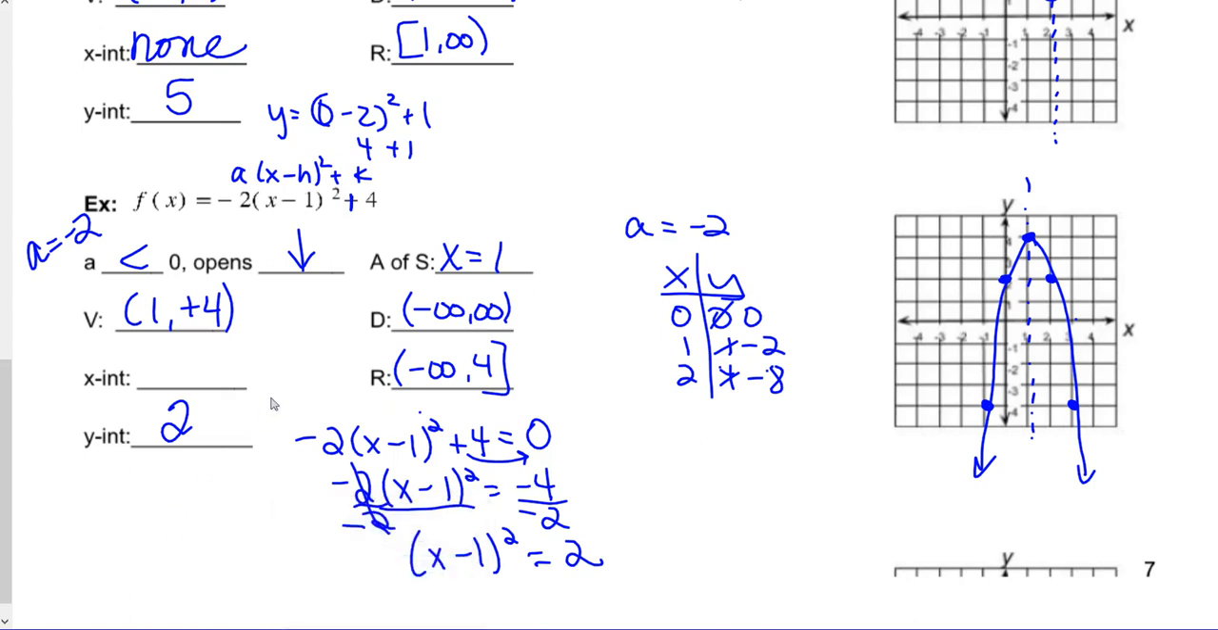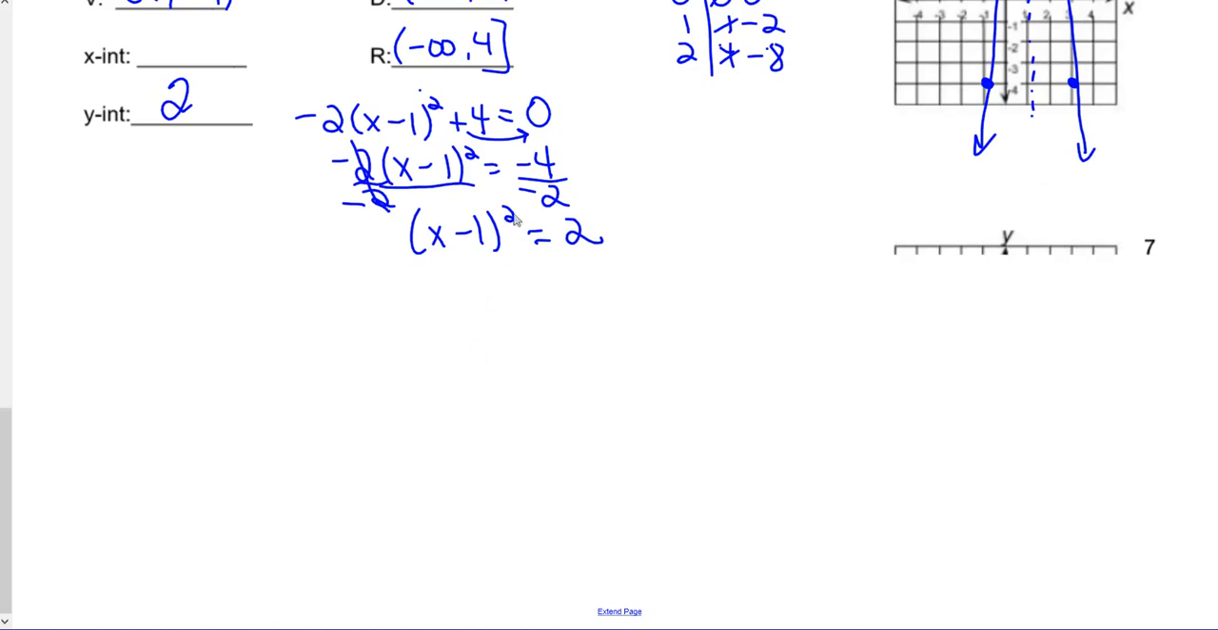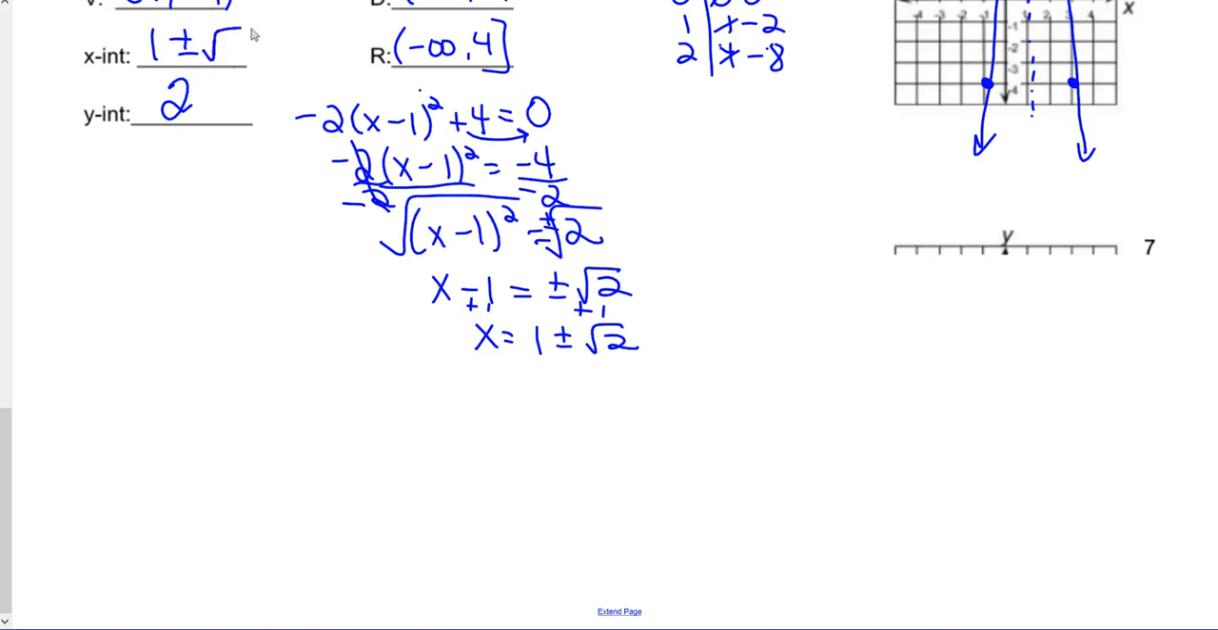Now I want to square root both sides to get at that x. So I need to square root this side and square root that side. Do not forget the plus or minus on the right side. We've done that multiple times, so make sure that you have that. You have x minus 1 on the left, and this becomes plus or minus root 2 on the right. To solve it all the way down for x, I need to add 1 to both sides. Therefore, 1 plus or minus root 2 is the exact version of my x-intercepts.